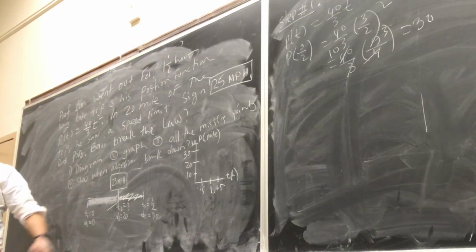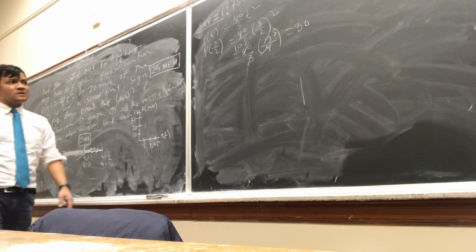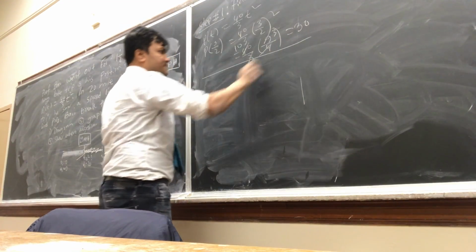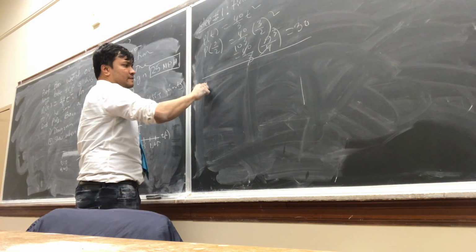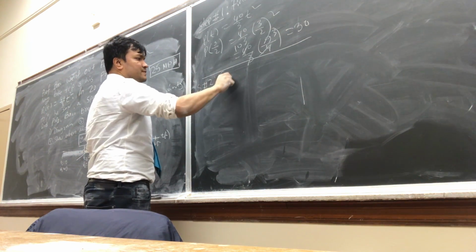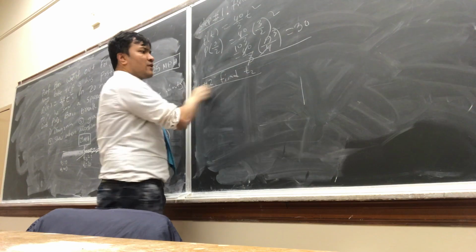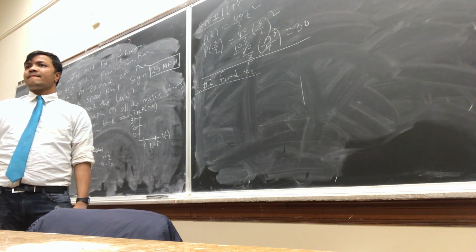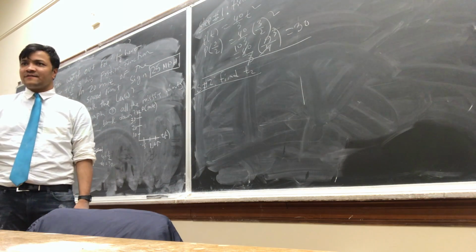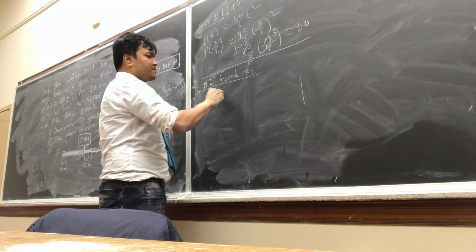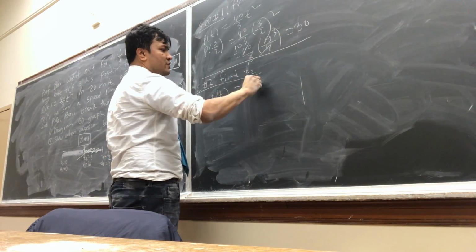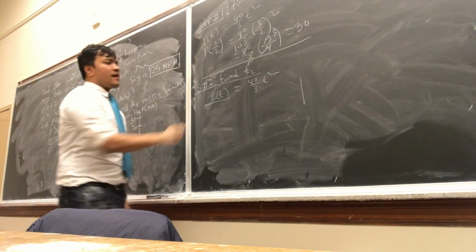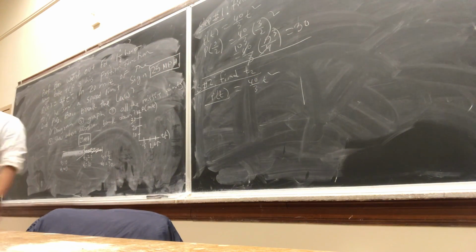Now, what is the next thing you're going to find? T2. So step 2, finding T2. How can we find T2? Plug in the 20 and use the function. Okay. P of t is equal to 40 over 3 t squared. All right. What is our P of t?